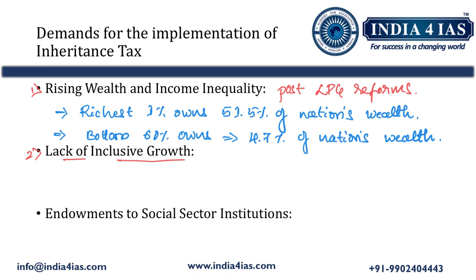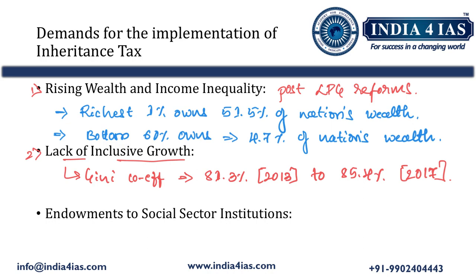So this is shown by the Gini wealth coefficient. The Gini wealth coefficient in India increased from 81.3% in the year 2013 to 85.4% in the year 2017. So this indicates there is a growing inequality in India. This growth in India is not inclusive. It means that only a few sections of society are being benefited from the economic growth, whereas the vast majority of the population are not getting the benefit of economic growth. So that is the meaning of lack of inclusive growth.